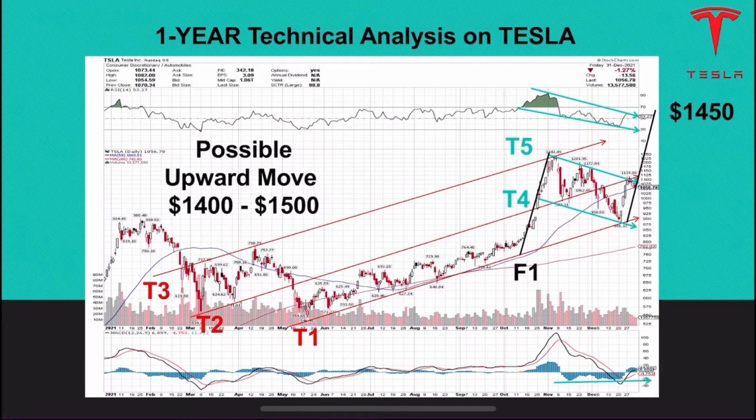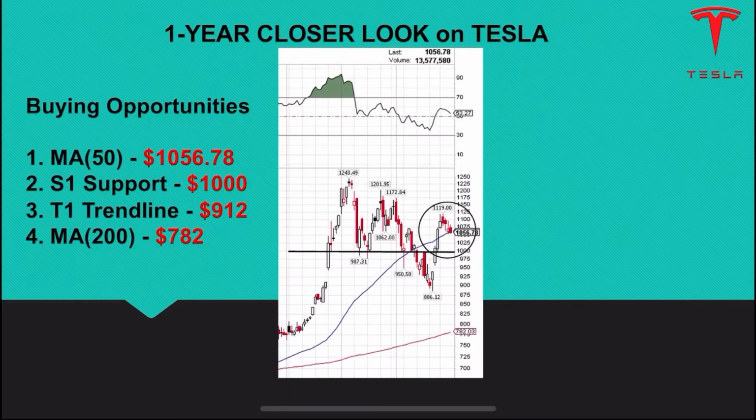So at the moment, what I think is going to happen is the price is just going to consolidate between a tight range, and when good news does come out, it's just going to break out to 1400 or 1450.